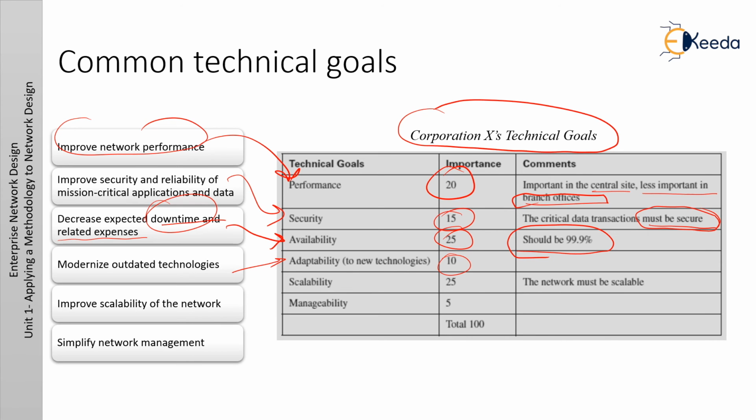Then improve scalability of the network. So it is also 25. The network must be scalable, which means we need to extend our new devices and new processors. Across those processors and devices, it must be scalable. Simplify network management. So manageability is 5 points and the total is 100 points. Out of this 100 scale, this shows the importance of corporation X's technical goals.